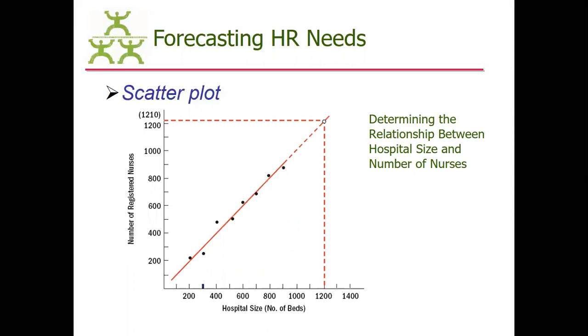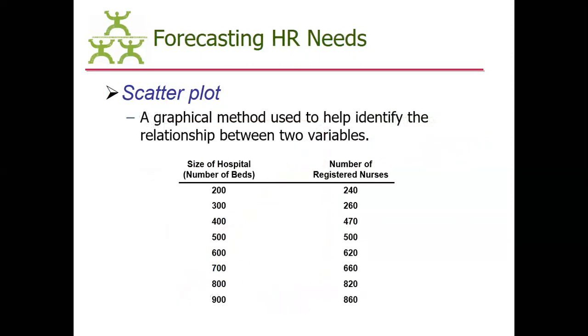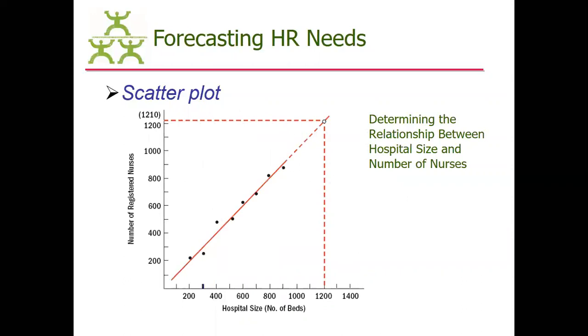Figure 5.3, as you can see here, shows the hospital size on the horizontal axis. It shows the number of nurses on the vertical axis. If these two factors are related, then the points you plot from the data that you can see in this table will tend to fall along a straight line, as they do here.